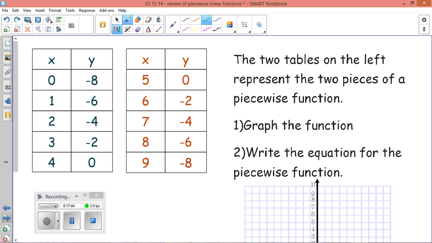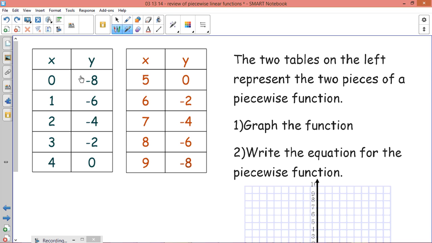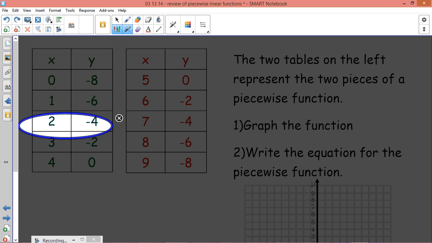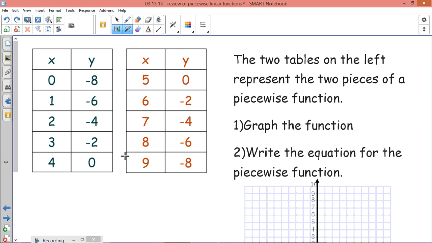Here we have two tables. This should look familiar. Two tables that represent the two pieces of a piecewise function. I want to graph the function and write the equation for the piecewise function. Okay, well, graphing is actually easy. All we have to do is graph these points that we have right here. 0, negative 8, 1, negative 6, 2, negative 4, 3, negative 2, and 4, 0. If I graph those 5 points, I can then just draw a line.